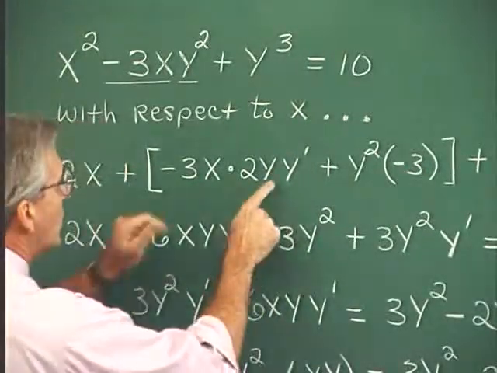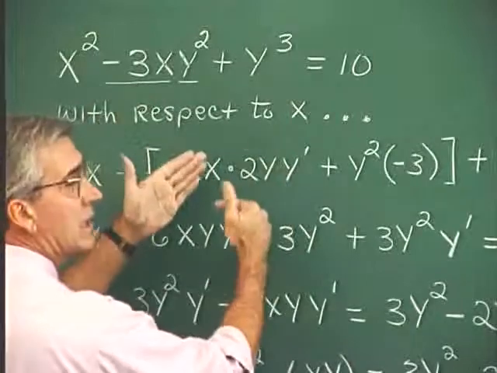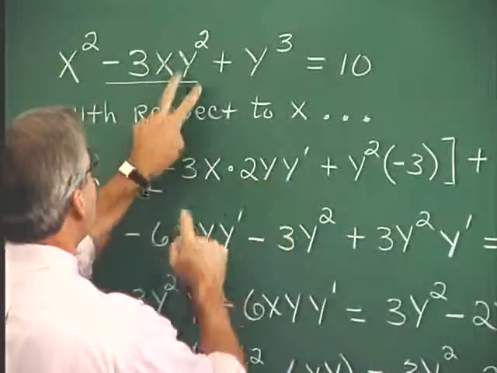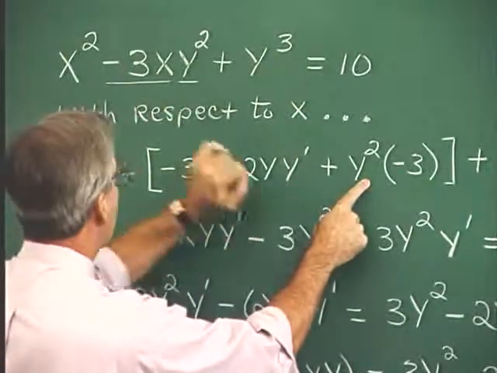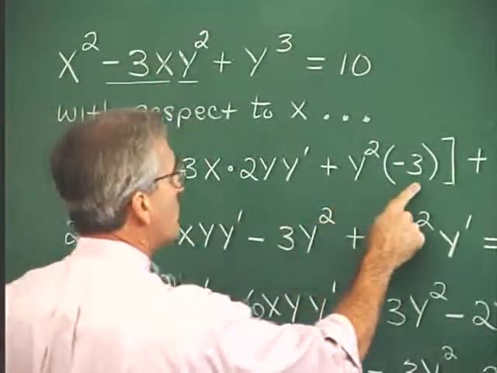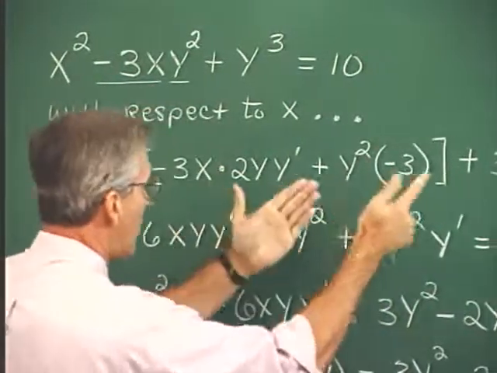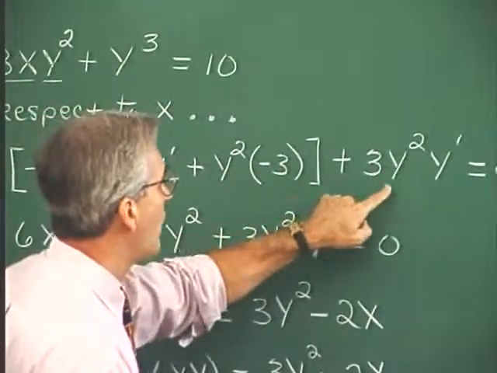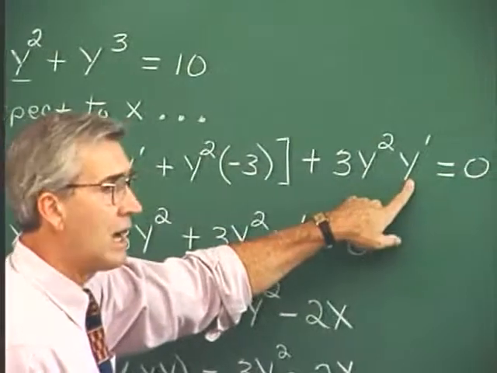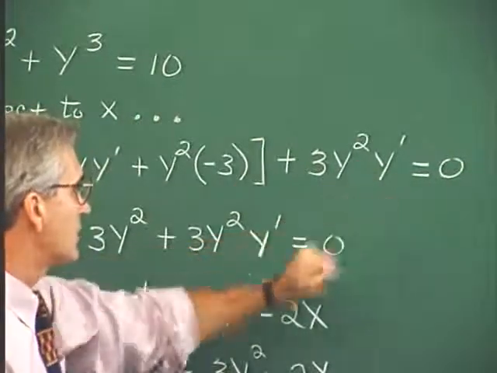All right, so we have this. And now the other part of the product rule means take the y squared times the derivative of this. So it's y squared times the derivative of minus 3x, which would be minus 3. And then let's march along. The derivative here would be 3y squared times the y prime again, and the derivative of 10 is 0.